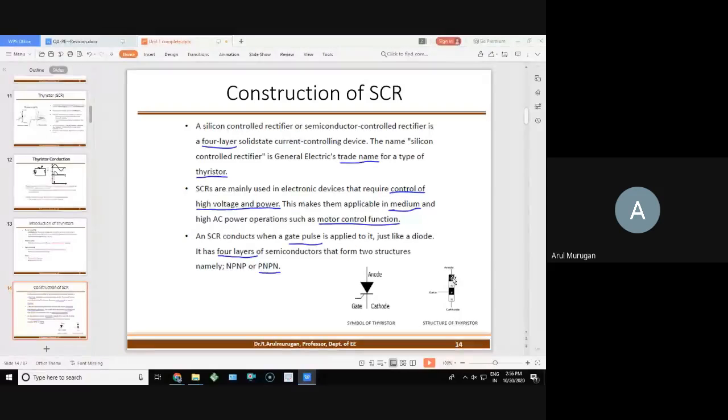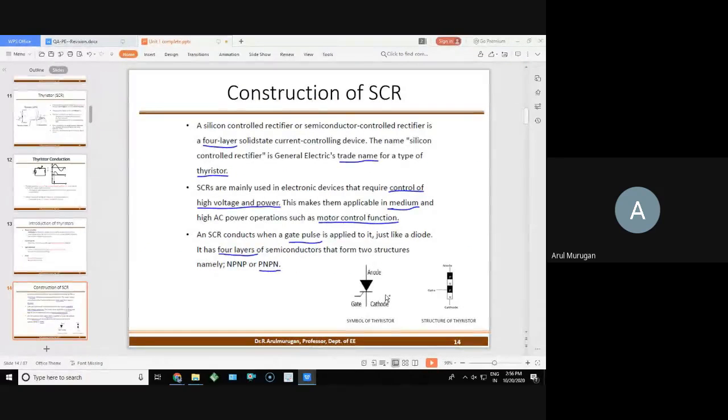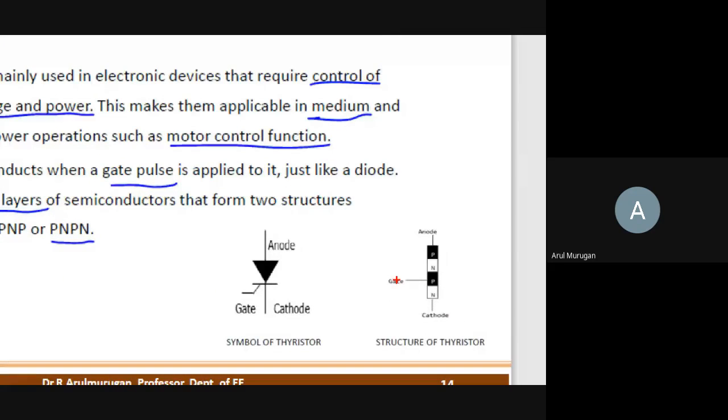From the construction point of view, see the symbol: it has 3 terminals, anode, cathode, and gate terminal. It is P N P N. So how many layers and how many junctions are used? Look here: P N P N. One junction, two junctions, three junctions. So there are 3 junctions: junction 1, junction 2, junction 3. You are going to write 1, 2, 3.